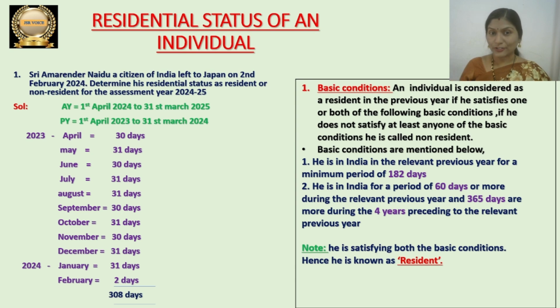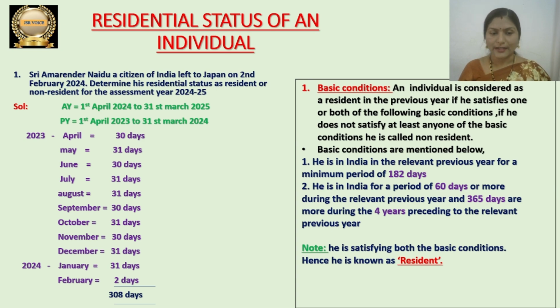Because he left for Japan on 2nd February 2024, till that period he was in India only. July, 31 days also he stayed in India. Next August, in total 31 days, he was in India only again. So I took August as 31 days. In September month also he stayed in India. He did not go anywhere.